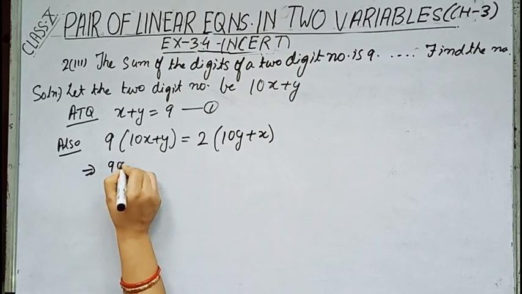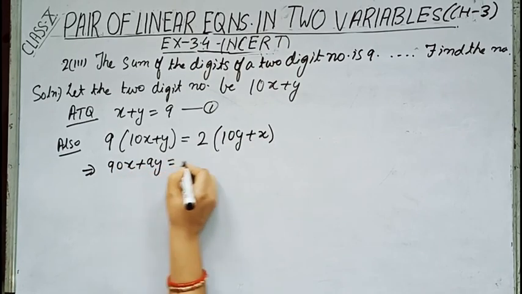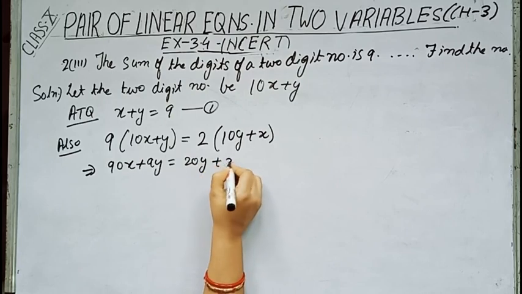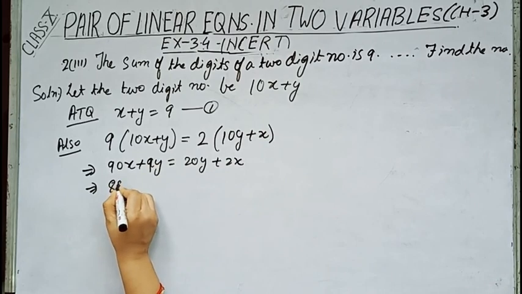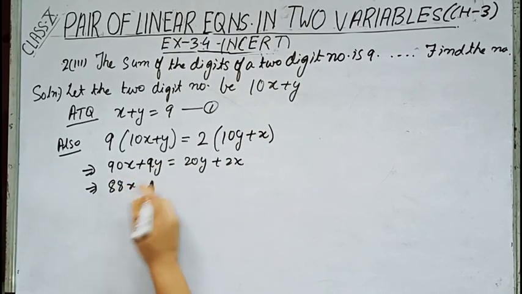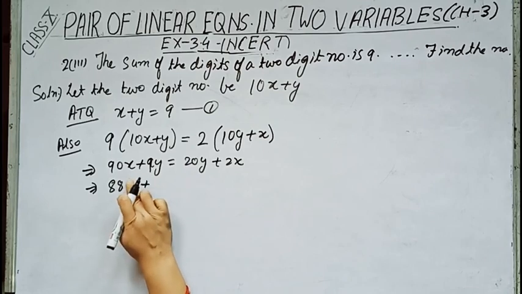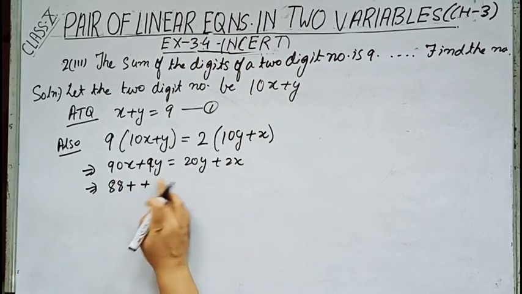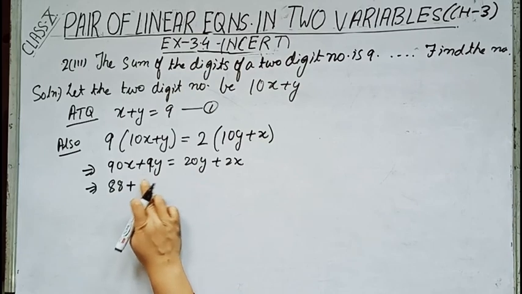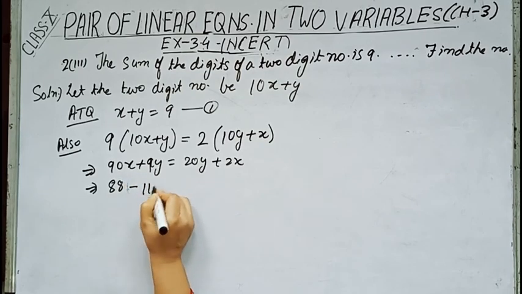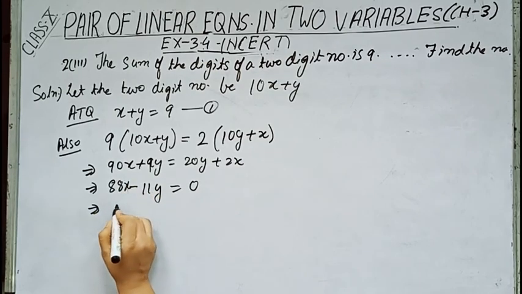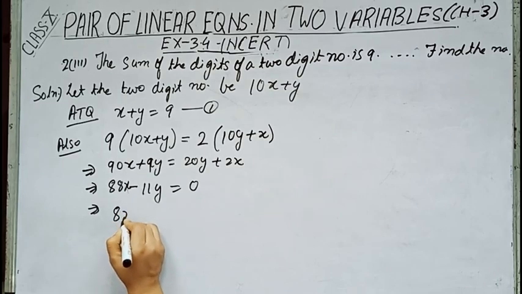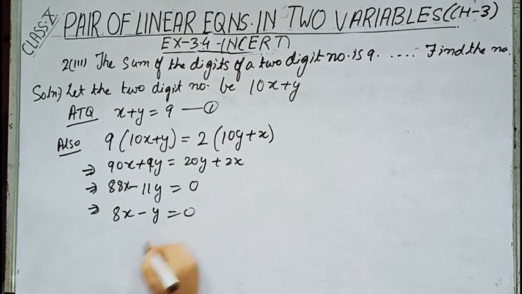This implies 90x plus 9y equals 20y plus 2x. This implies 88x, 90 minus 2 is 88, plus of this 20 minus 9 is 11. So let us write directly, minus 11y equals 0. This implies, let us divide by 11, 8x minus y equals 0.